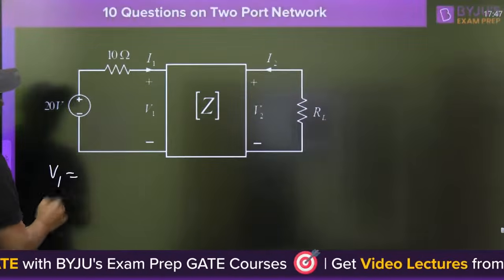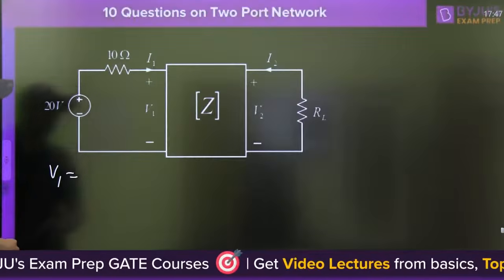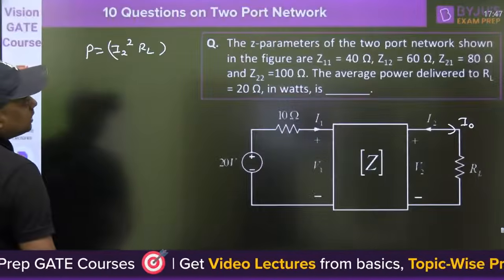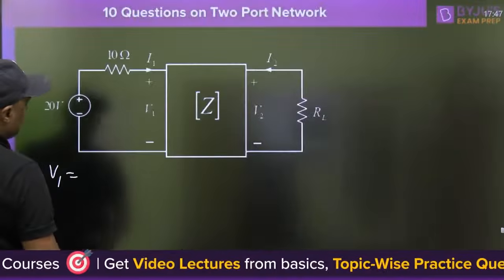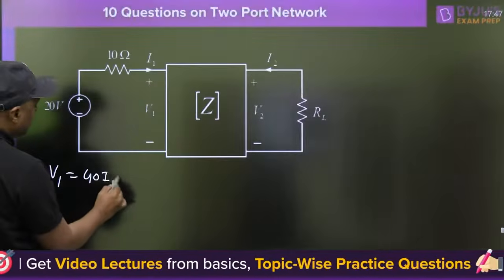V1 is equal to Z11 I1 plus Z12 I2. What is the Z11 here? 40, 60. 40 I1 plus 60 I2.